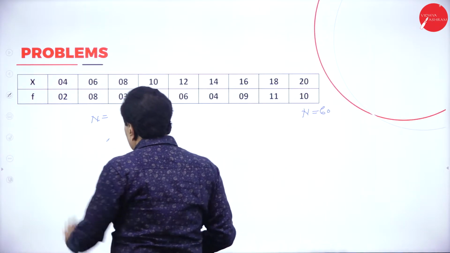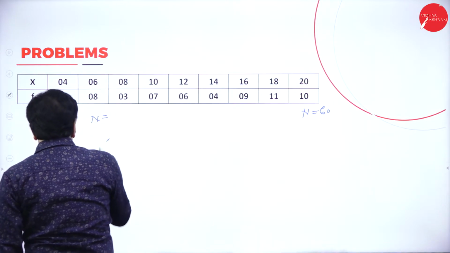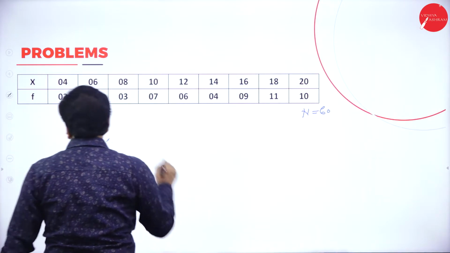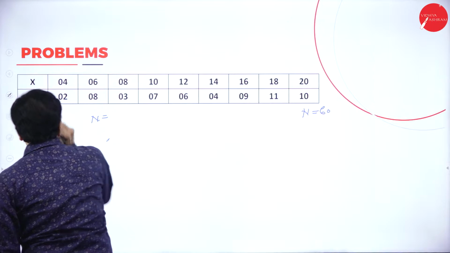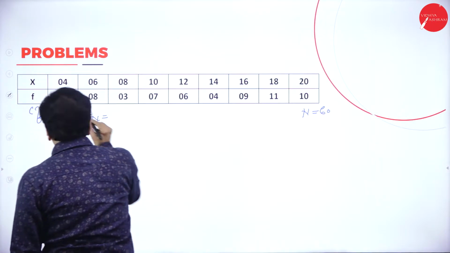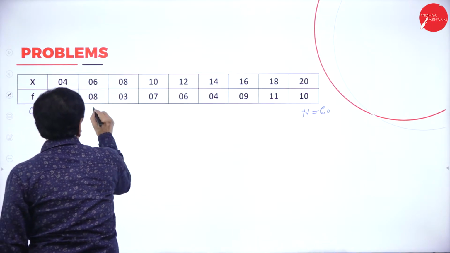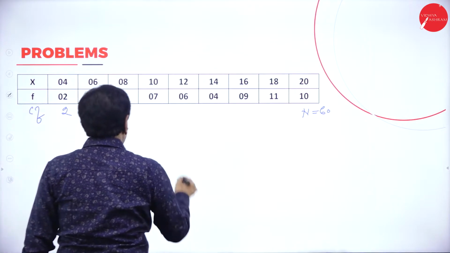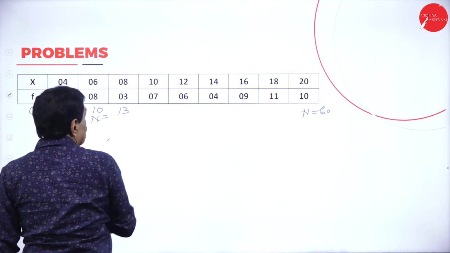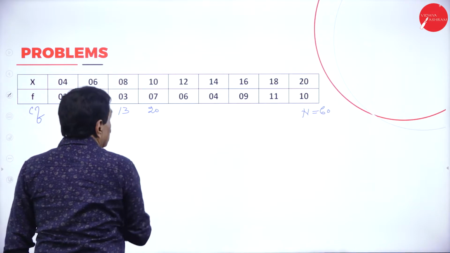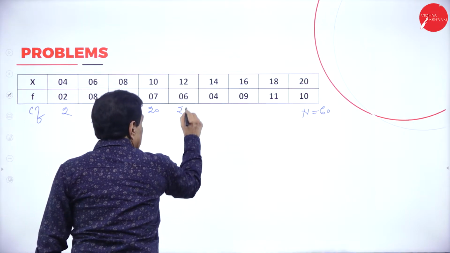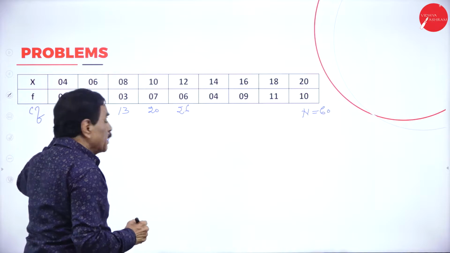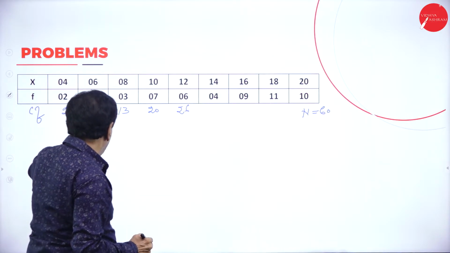Make the CF now. What is the first item? 2. We write CF, cumulative frequency. What is the first item? 2 plus 8, 10, plus 3, 13, plus 7, 20, plus 6, 26. Add one by one. The first number is 2. For 2, 8 should be added, 10.